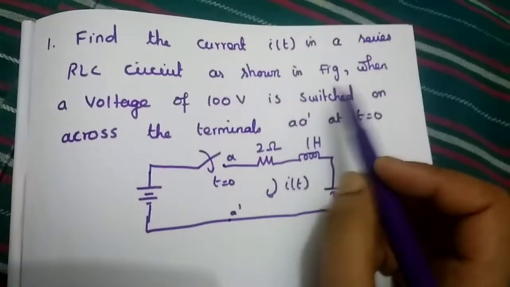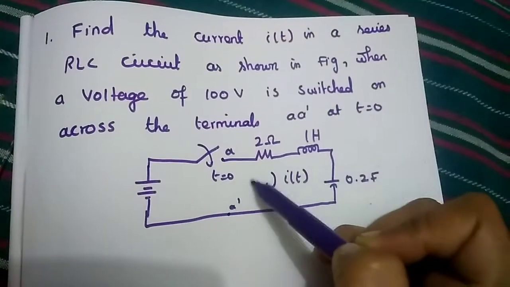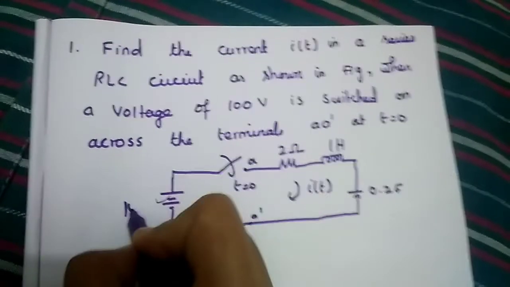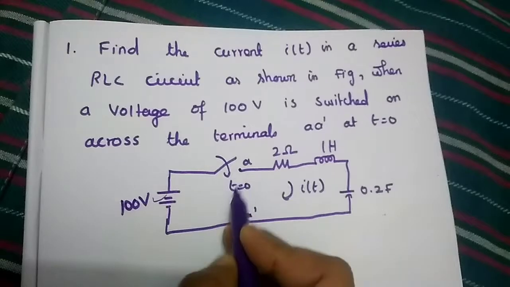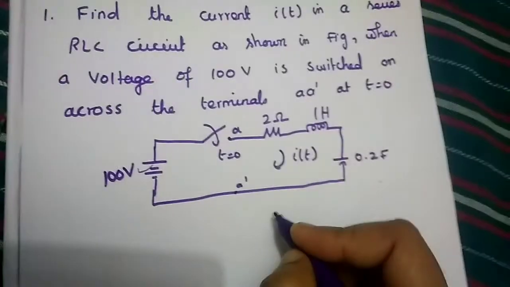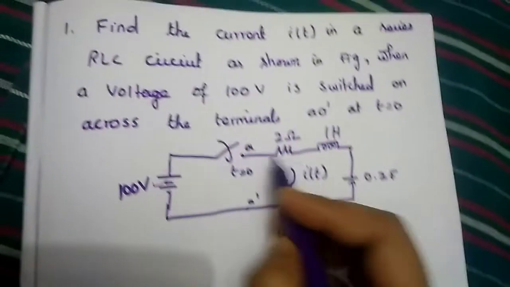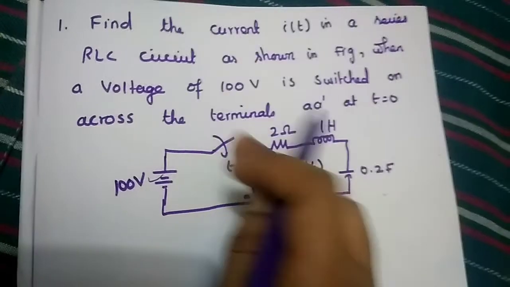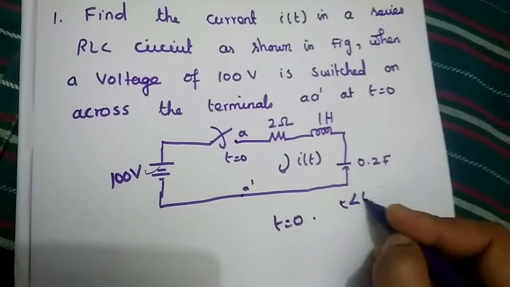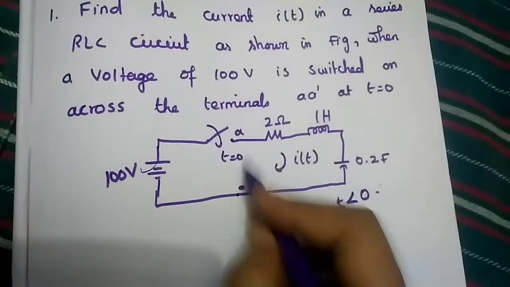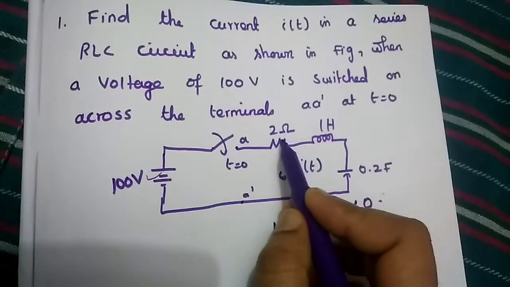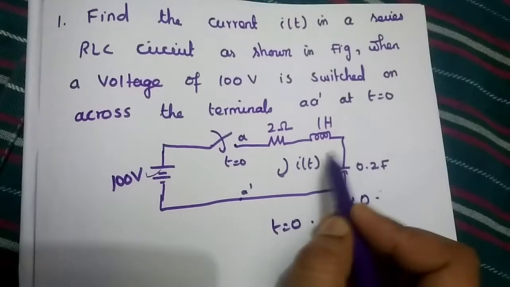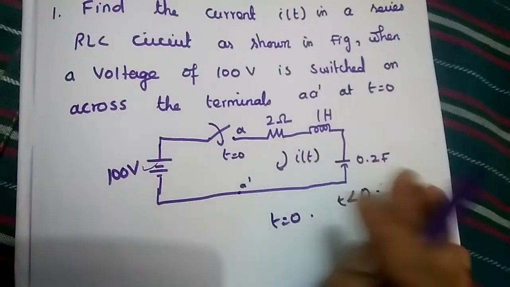Now we are going to find the current of the circuit, and the voltage is given as 100 volts, and this switch is turned on at t equal to 0. So at t equal to 0, this switch is closed. When t is less than 0, this circuit is open, so there is no current flow. So the current through this resistor, inductance and capacitor is 0. So the initial conditions are 0.